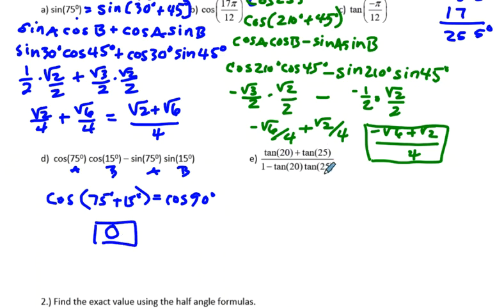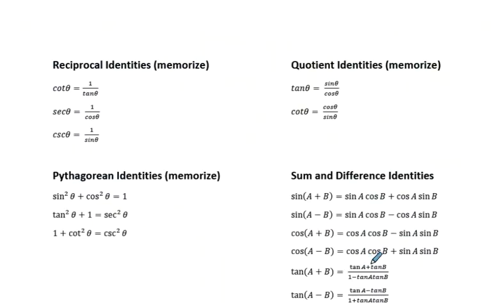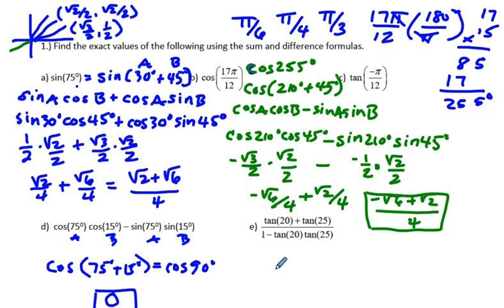This is the right side of one of your tangent formulas. We have tangent plus tangent over 1 minus tangent tangent. So let's see. Tangent plus tangent, 1 minus tangent tangent. This is your tangent A plus B formula. So tangent A plus B. So 20 plus 25. So then you add them, we get tangent of 45 degrees.